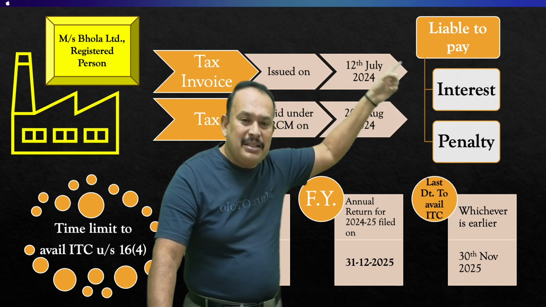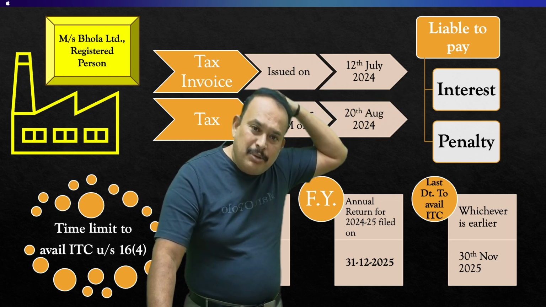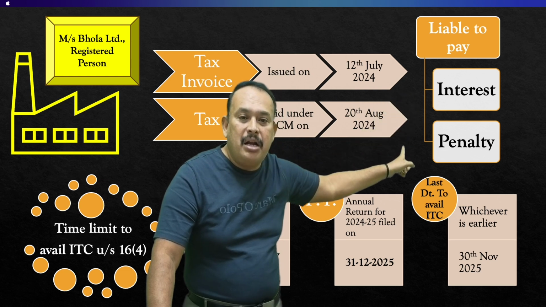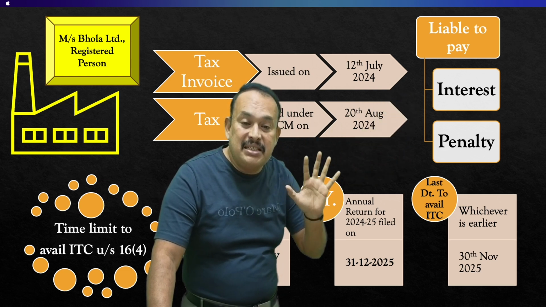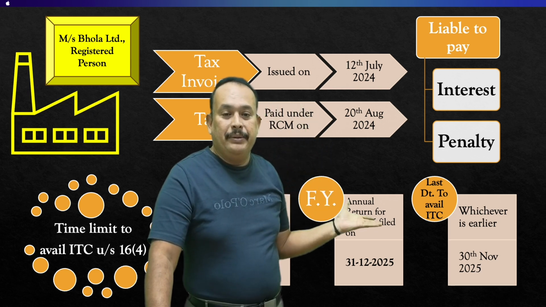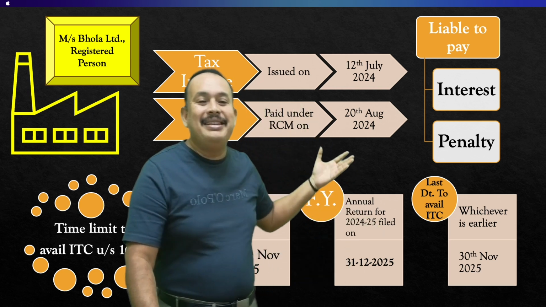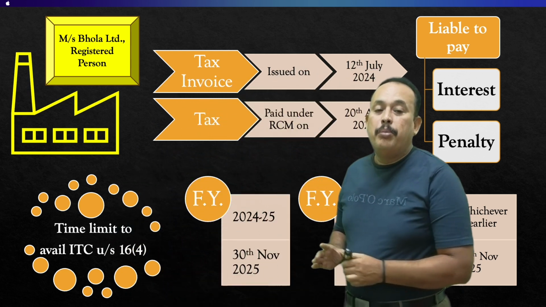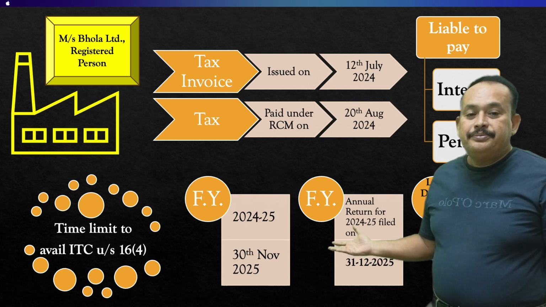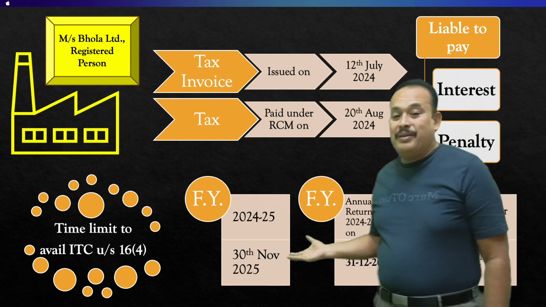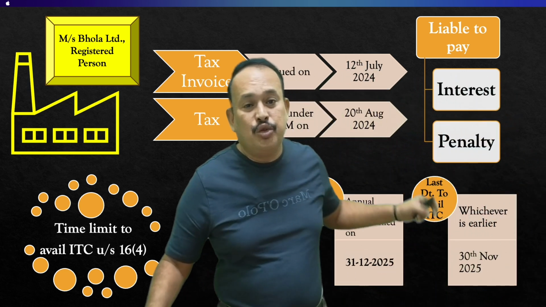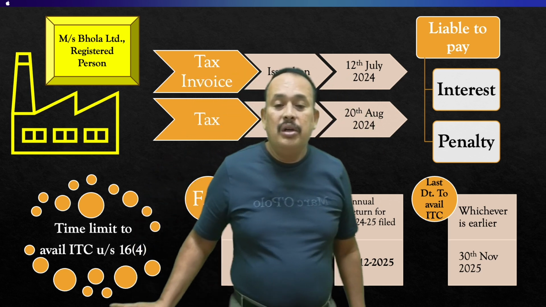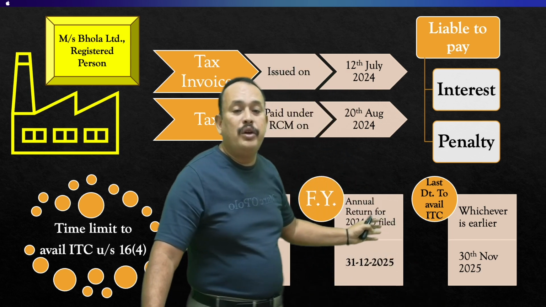Interest at 18% per annum, because the time of supply and due date were long back, from the due date till the date of payment, followed by penalty up to rupees 50,000, CGST and SGST together. But one relaxation: you can avail the ITC of what you paid under RCM, because the time limit is not a bar in the given case. You have the time limit to avail the ITC in the year in which you issue the invoice, or according to section 16 subsection 4, up to 30th November 2025 in the given scenario.